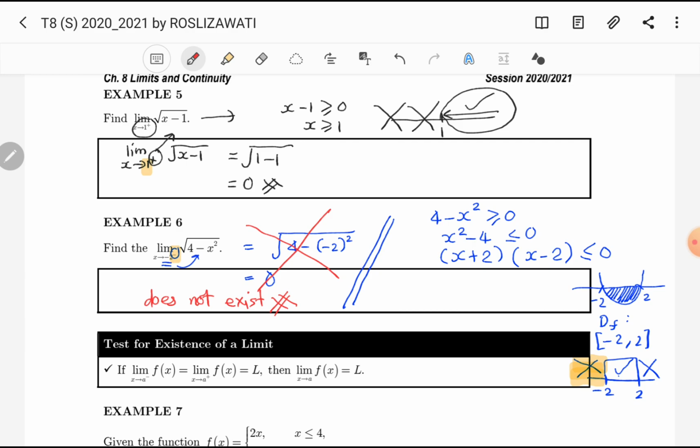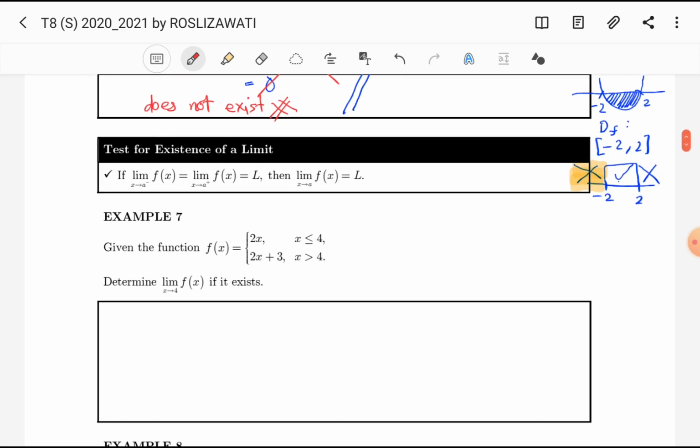Okay, next. Test for existence of a limit. We can say that the limit exists if and only if the limit as x approaches a from the negative side equals the limit as x approaches a from the positive side. If the limits from the left and right exist and the answers are the same, then we can say in general that the limit as x approaches a exists, and we can find the answer. Okay, we go to example number 7.